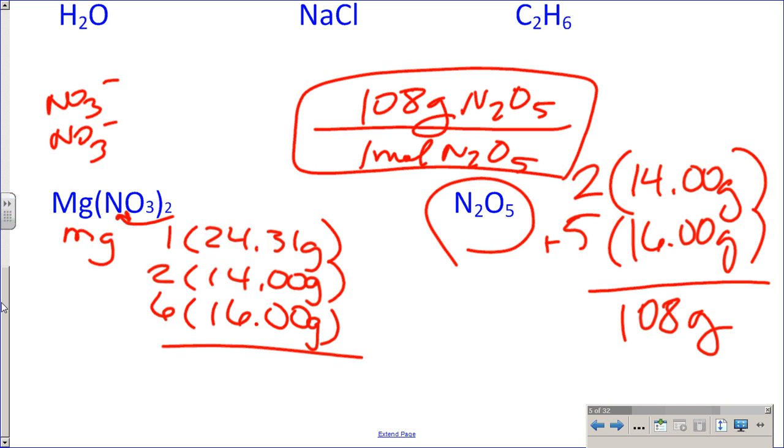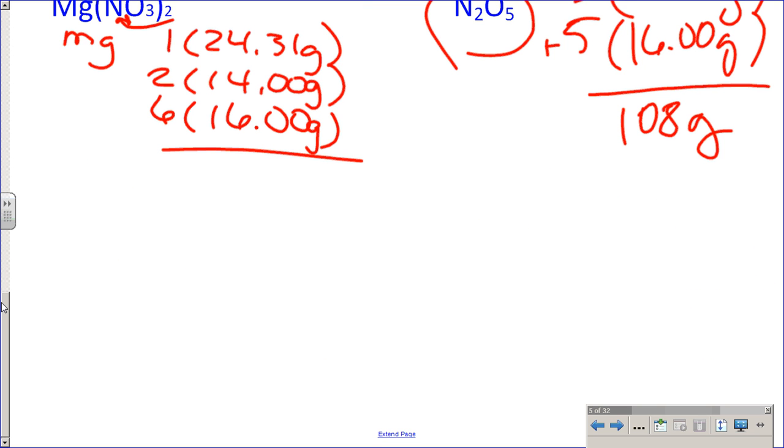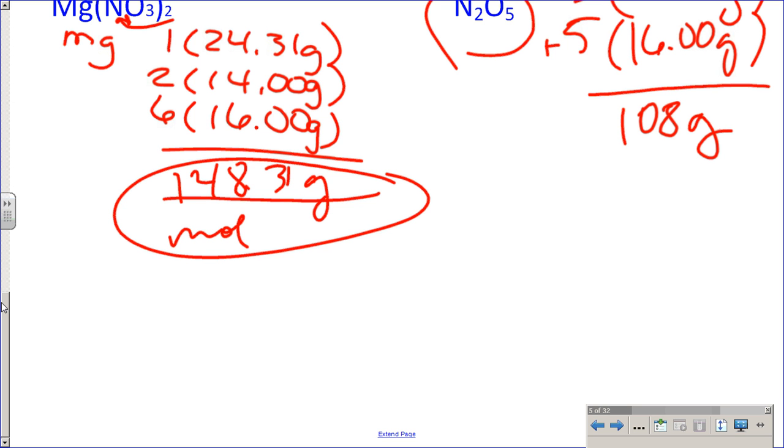I used to know these. That is 148.31. Somebody? Yay? Nay? Just agree with me. Okay, that's cool. 148.31 grams per mole. That is the molar mass of magnesium nitrate.